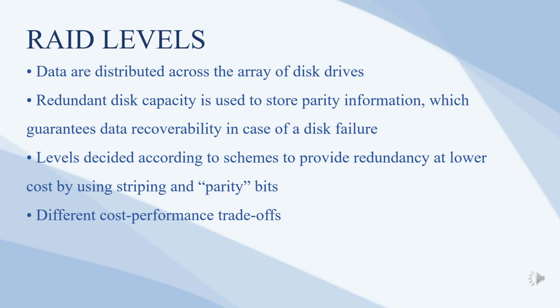Now, let us discuss RAID levels. Data are distributed across the array of disk drives. Redundant disk capacity is used to store parity information, which guarantees data recoverability in case of disk failure. Levels are decided according to the schemes that provide redundancy at lower cost by using striping and parity bits. Different levels have different cost-performance trade-offs.